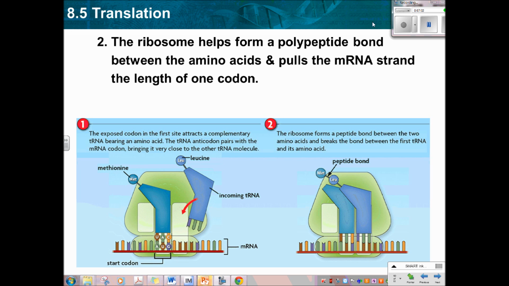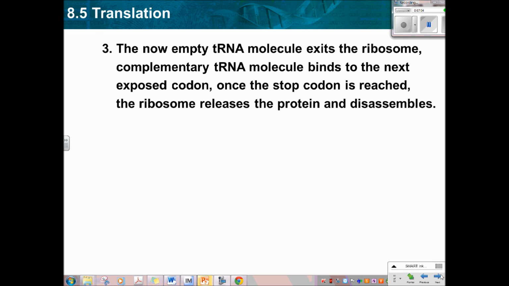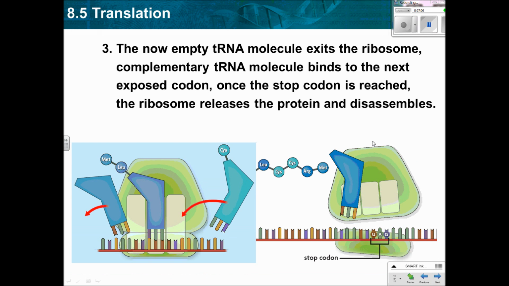Okay, so the last step is the now empty tRNA, because it's left behind its amino acid, exits the ribosome. The other one's making the bond. This one's coming in.